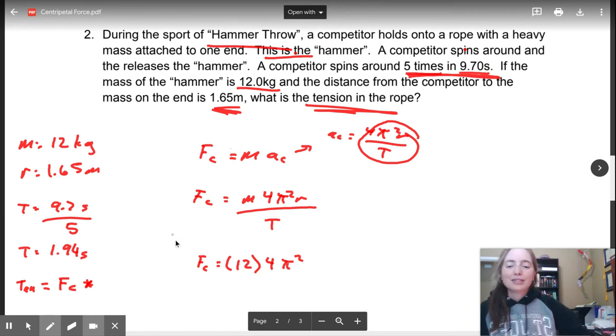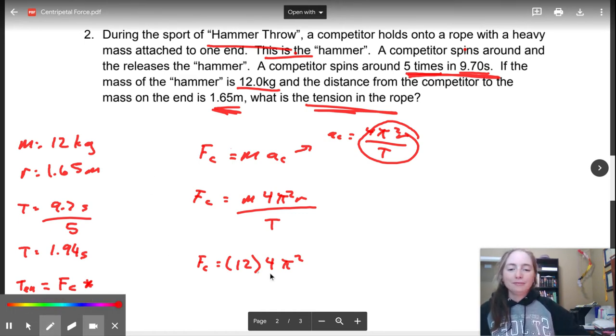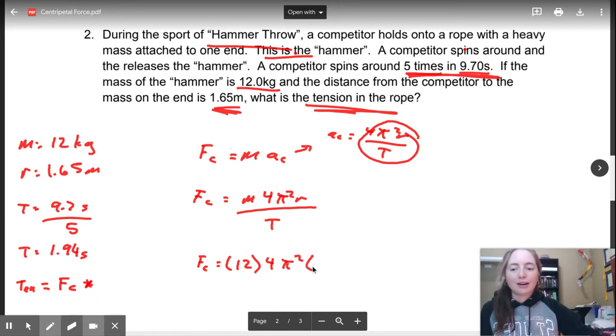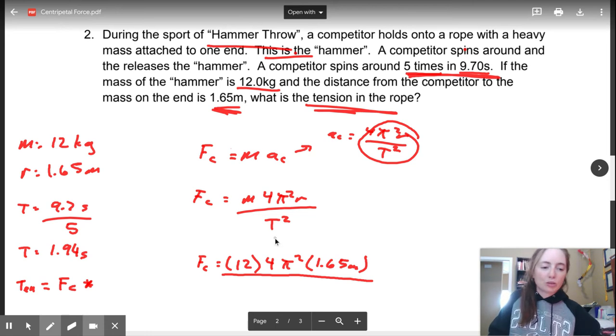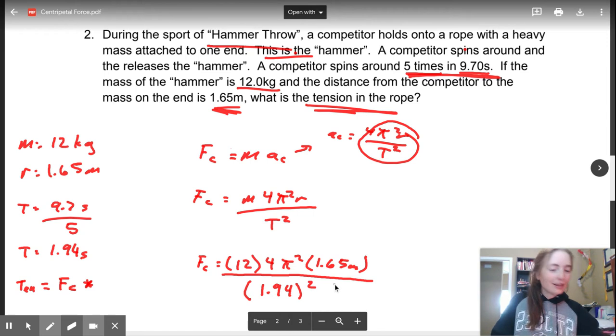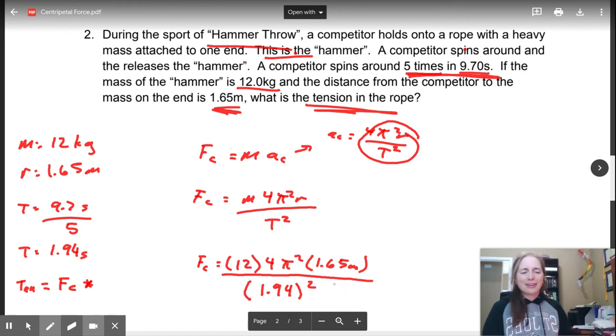All right. So, ladies and gentlemen, now our radius of our lovely value of 1.65 meters. All right, and then we divide that. Now I dropped the squared on my period. That is not cool. Put that squared back there. Okay, now I can take my 1.94 and square it. For whatever reason, I've got a thing about forgetting to square time. I have no idea why.